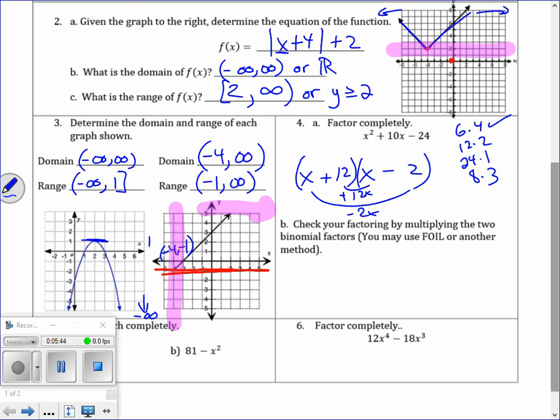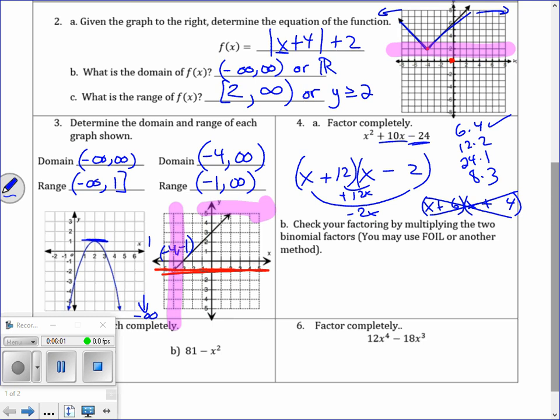If I had used 6 and 4, the only way to get 6 and 4 to work and make a positive 10 is to have them both positive. And so if I made them both positive, I would never get my negative 24. So what works for one part doesn't work for the other, therefore it does not work.